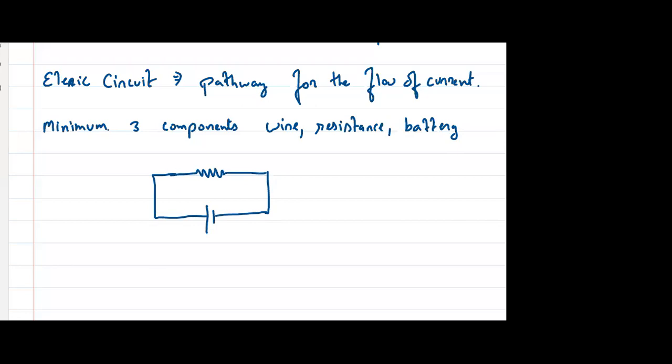So driving force is battery, bulb is resistance, wire is wire. Switch is additional. Without switch also you can make a circuit. Switch is for on and off, but without switch also you can make a circuit. ठीक है? Now, I hope all of you understood this.